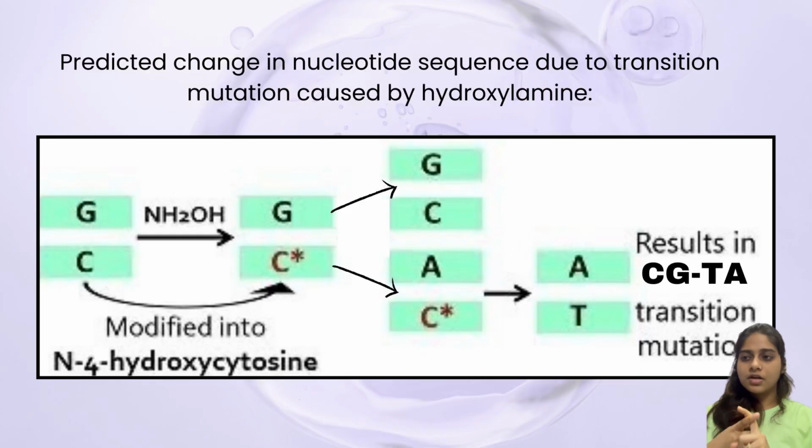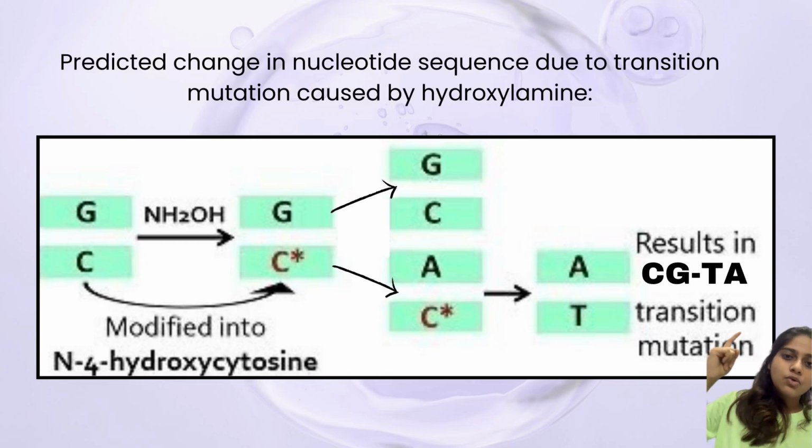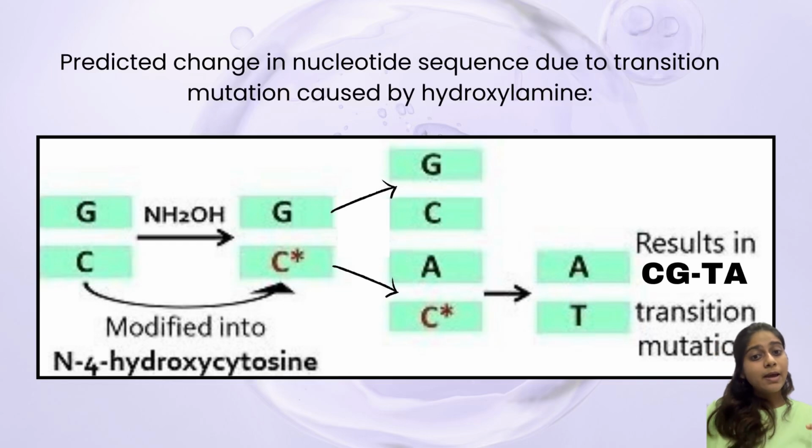So if you look here, if cytosine hadn't been modified, it would have paired with guanine, which is a purine. Now, due to the transcription of adenine and thymine, thymine is being paired with adenine. So if you see, guanine is being replaced by adenine. Both are purines. That's why it is a transition mutation.